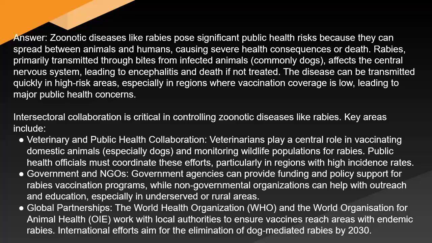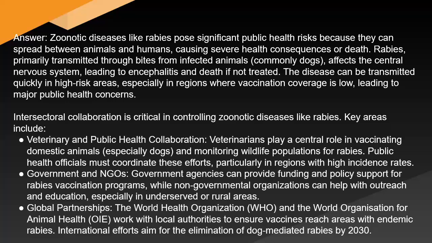Intersectoral collaboration is critical in controlling zoonotic diseases like rabies. Key areas include veterinary and public health collaboration. Veterinarians play a central role in vaccinating domestic animals, especially dogs, and monitoring wildlife populations for rabies. Public health officials must coordinate these efforts, particularly in regions with high incidence rates. Government and NGO. Government agencies can provide funding and policy support for rabies vaccination programs, while non-governmental organizations can help with outreach and education, especially in underserved or rural areas.